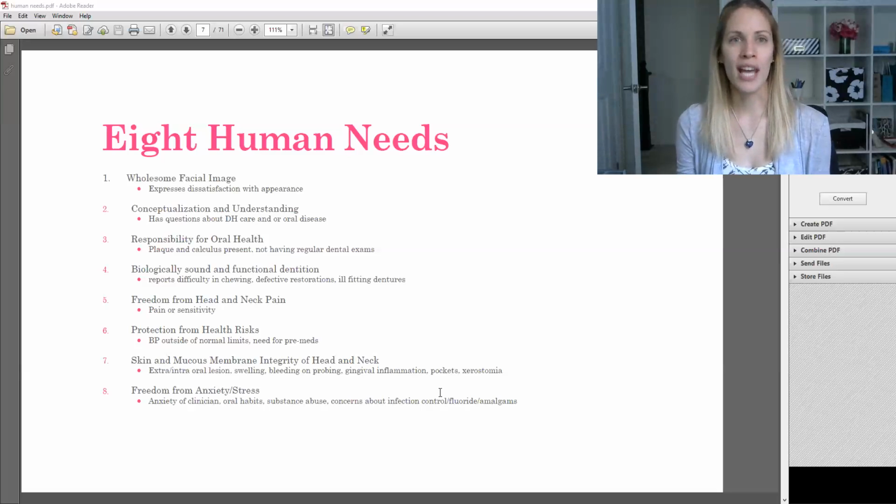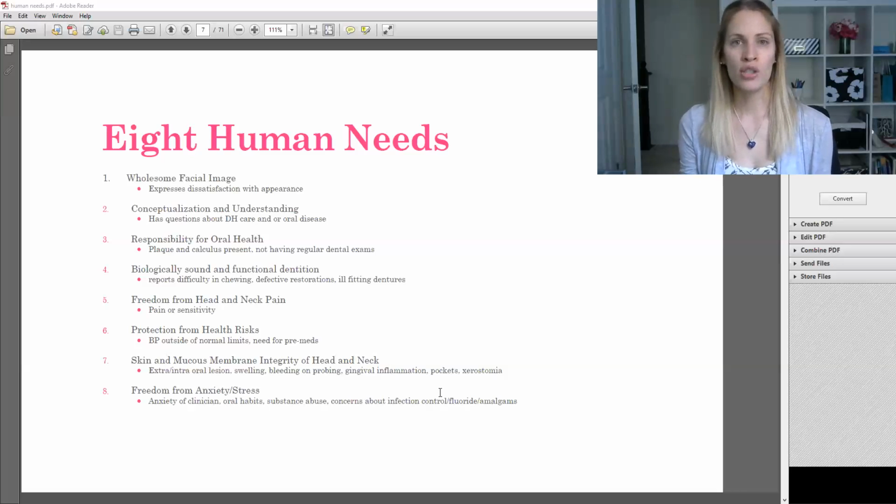Number six, protection from health risks. This is a big one, but it's not a very common one per se. So if the patient needs antibiotics and they didn't take them before their appointment, this is number six, protection from health risks. They need to take that. Now, they don't have to take it half an hour or an hour before. It is a good idea to do so, but they don't have to. They can take it in the office at that time.